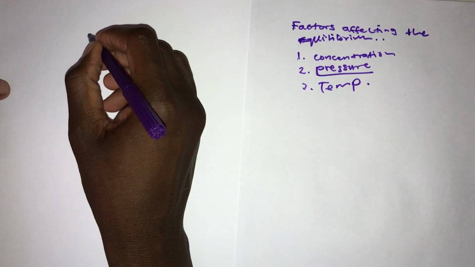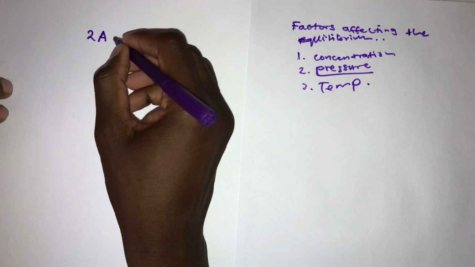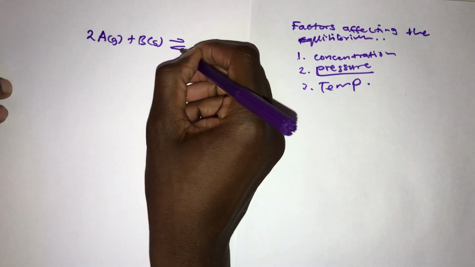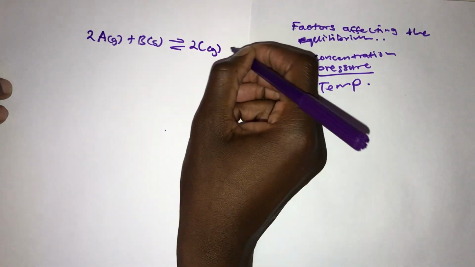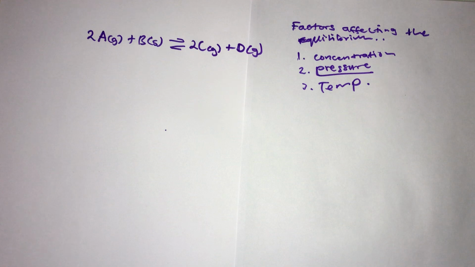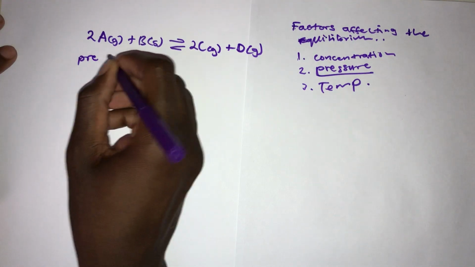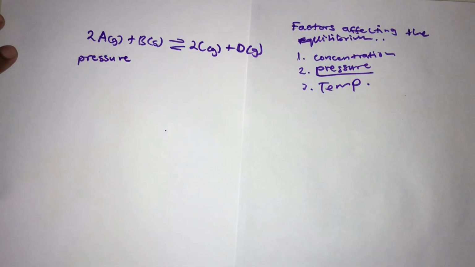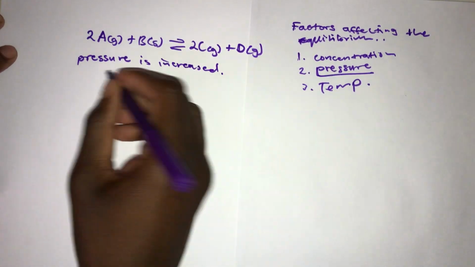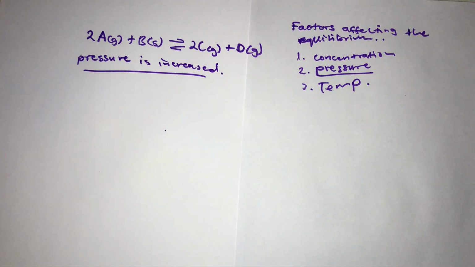So our reaction was 2A as a gas plus B as a solid, reversible reaction 2C as a gas plus D as a gas. So now what's going to happen here? Let's say we're increasing the pressure, or we are decreasing the volume of the container. So pressure, let's talk about pressure so that no one will be confused. Pressure is increased in the system. So when you increase pressure in the system, what's going to happen?